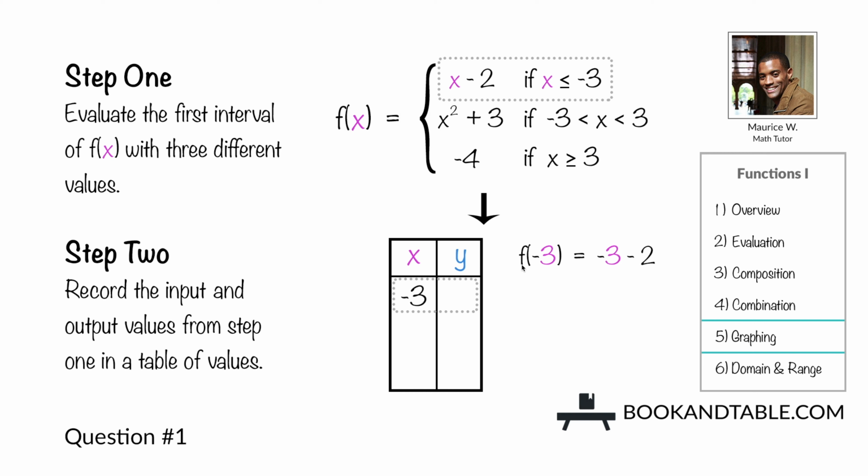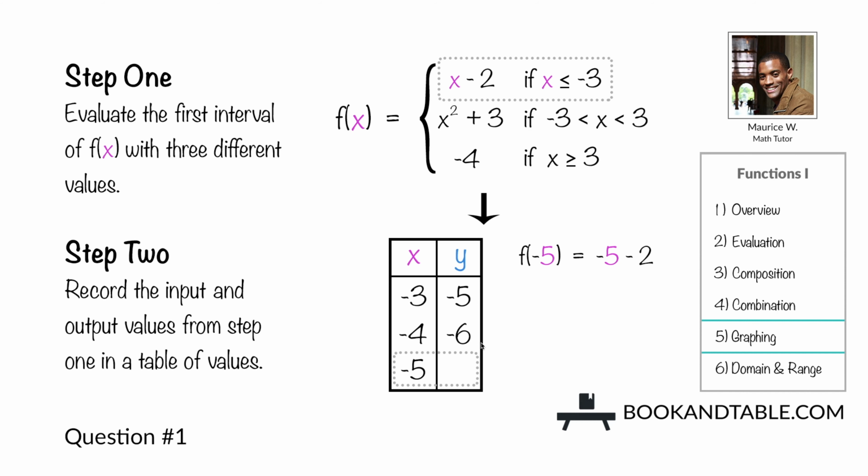So when we evaluate f of negative 3, we want to plug in negative 3 for x here. So we get f of negative 3 is equal to negative 3 minus 2, which is equal to negative 5. So the first row in this table of values is x is negative 3 and y is negative 5. We then want to evaluate f of negative 4, which would be equal to negative 4 minus 2, which is equal to negative 6. So the entry would be negative 4, negative 6.